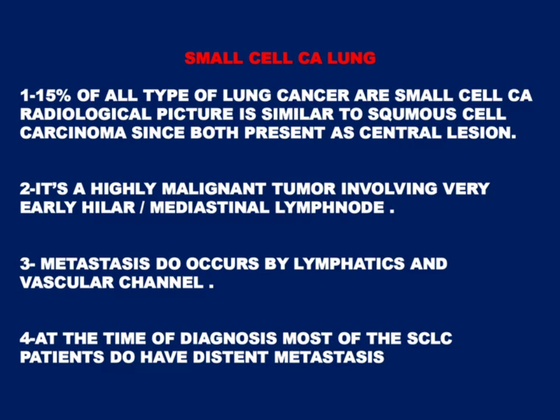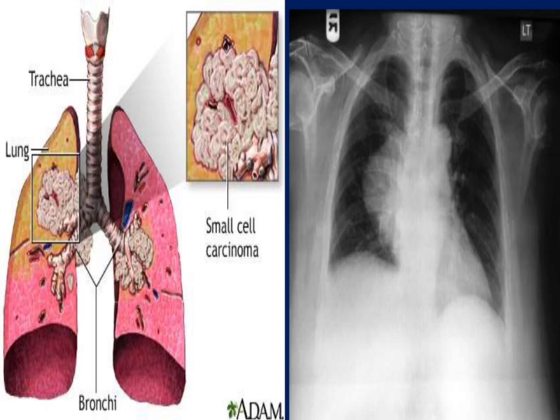Now I'll be telling you about small cell carcinoma. 15% of all lung cancers are small cell carcinoma. So you can see that if you consider lung cancer, the occurrence of small cell carcinoma is a little lesser compared to non-small cell carcinoma, because non-small cell is almost 85% of cases. The radiological picture of a small cell carcinoma is almost similar to squamous cell carcinoma, since both present as a central lesion on the CT scan or lung X-ray.